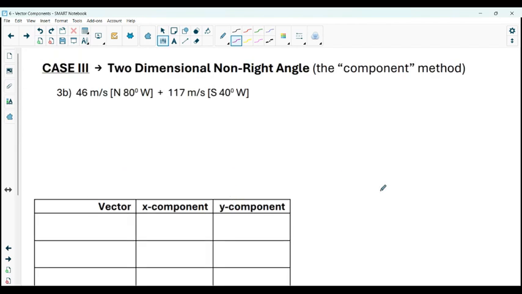Here's a question we already did. We already did this in the previous lesson. Two-dimensional non-right angle vectors, but we're going to use the component method this time. We got... And I decided that rather than have no units, I'm going to give this velocity units this time, so we can talk about it as if it's velocity. 46 meters per second, north 80 degrees west, and then 117 meters per second, south 40 degrees west.